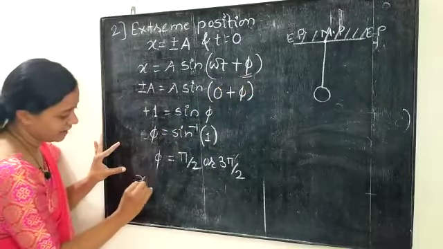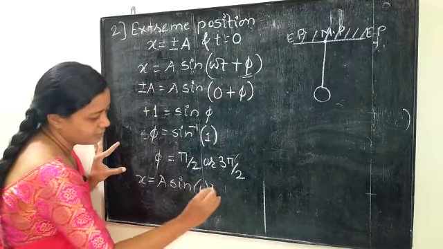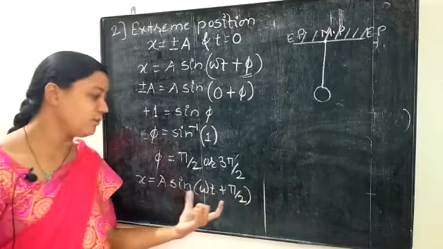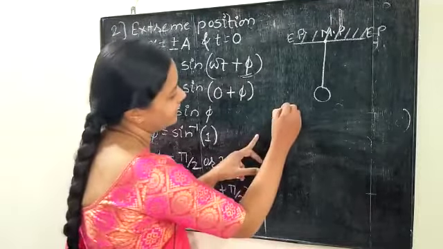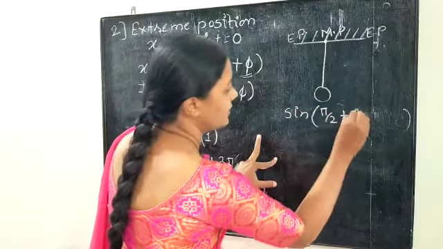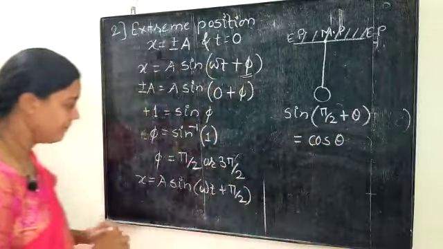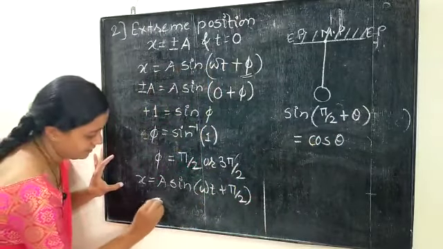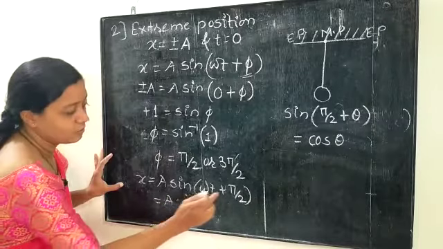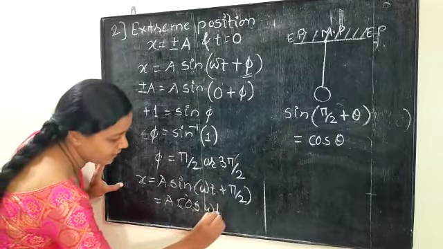So the equation x equals a sin omega t plus pi by 2. This is the general formula: omega t is nothing but theta, so sin of pi by 2 plus theta equals cos theta. So here we can write x equals a cos omega t.